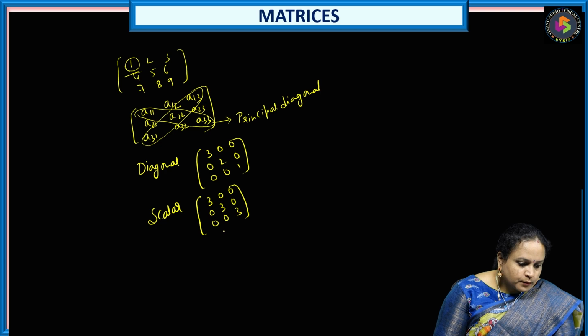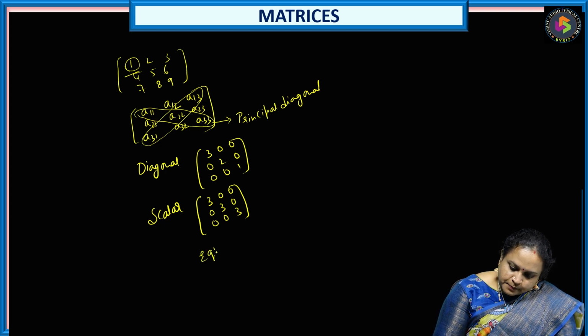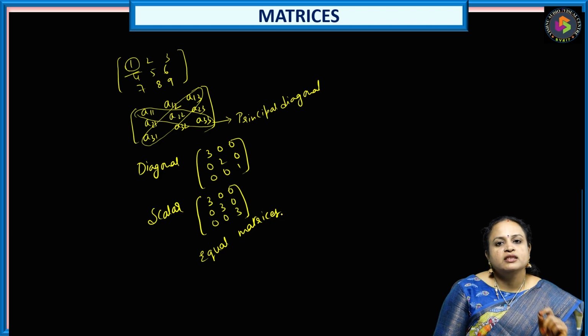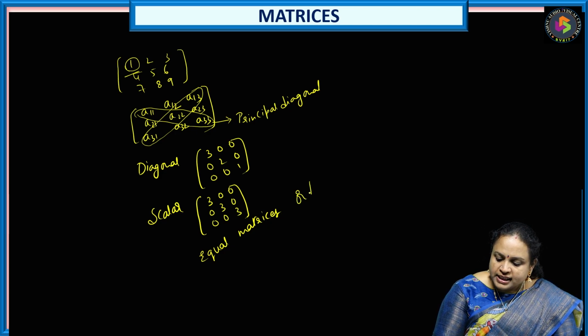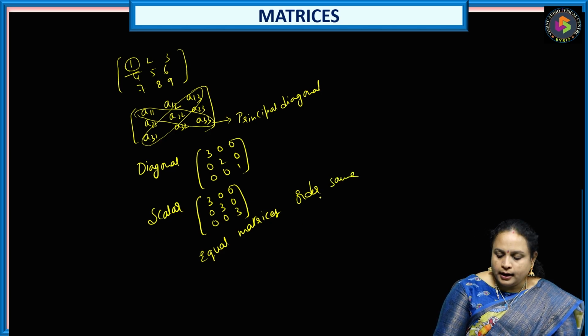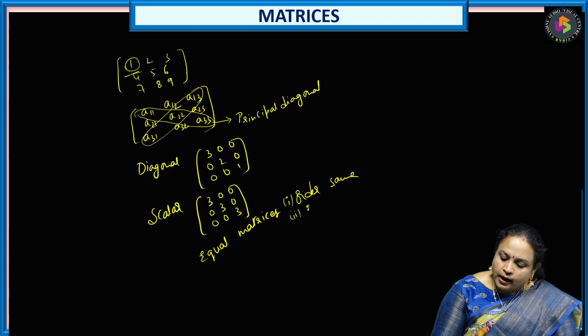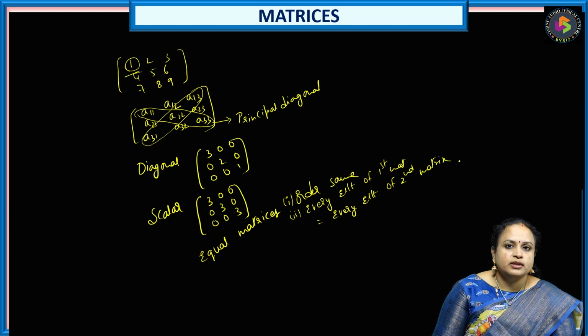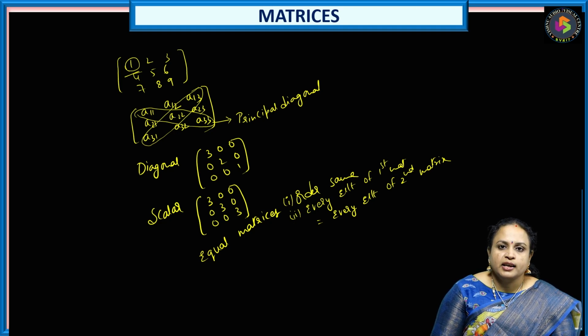Then we have equal matrices. What do you mean by equal matrices? We say that two matrices are equal if their order is the same. First, order should be the same. And second, every element of the first matrix should be equal to every element of the second matrix, including its position. Okay, then only we can say that two matrices are equal to one another.